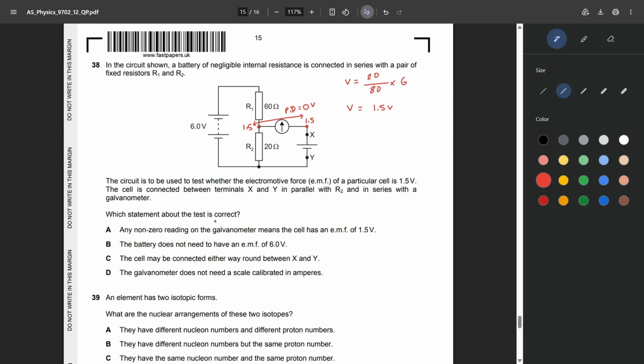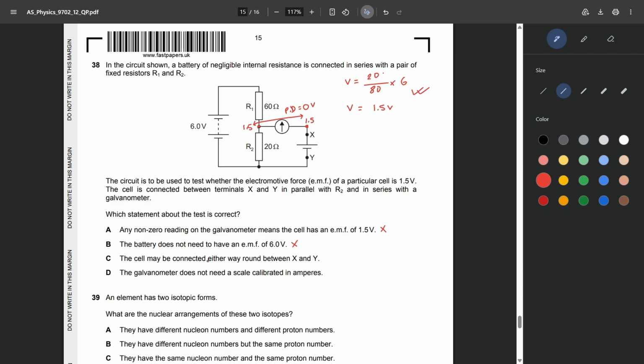Which statement about the test is correct? Any non-zero reading on the galvanometer means the cell has an EMF of 1.5 volts. Nope, because the cell has an EMF of 1.5 volts when the galvanometer reads 0. The battery does not need to have an EMF of 6 volts. Nope, the battery must have an EMF of 6 volts because if it wasn't 6 volts, the voltage across this resistor R2 would not have been 1.5.